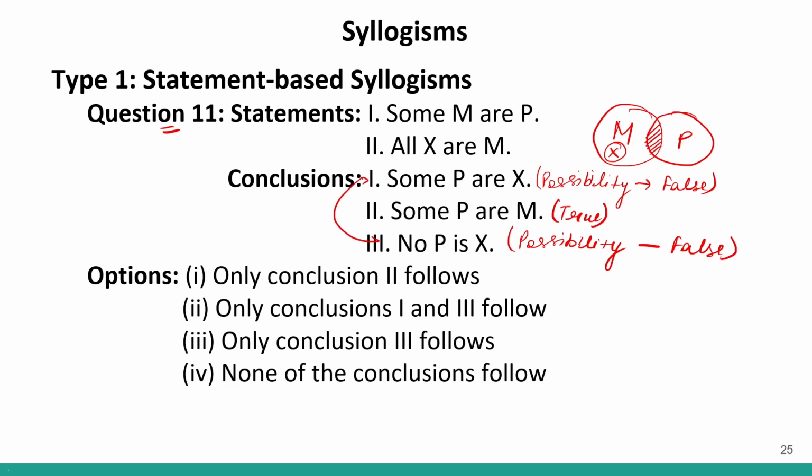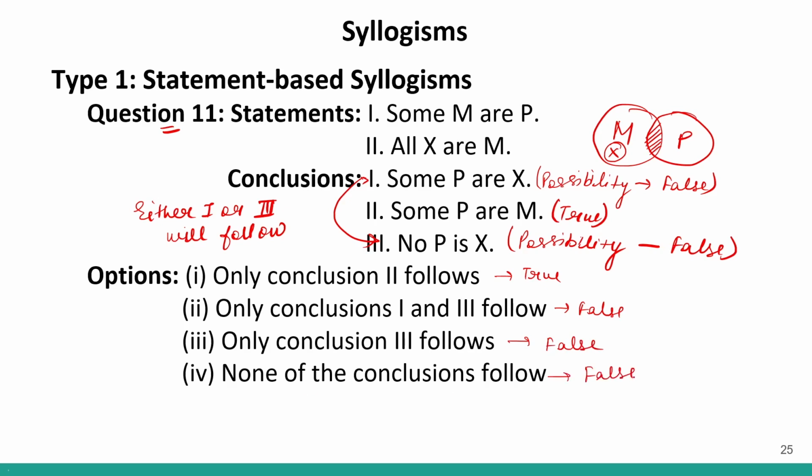So either 1 or 3 will be correct. Either 1 or 3 will follow. So if we have an option that says either 1 or 3 follows and 2 follows, that will be the correct option. But in the options I can see that we have only conclusion 2 follows. So this is definitely true, correct? Only conclusion 1 and 3 follow. No, this is false. Only conclusion 3 follows. This is also false. And none of the conclusions follow is also false, because we have conclusion 2 that is following. So my answer will be option number 1, only conclusion 2 follows.